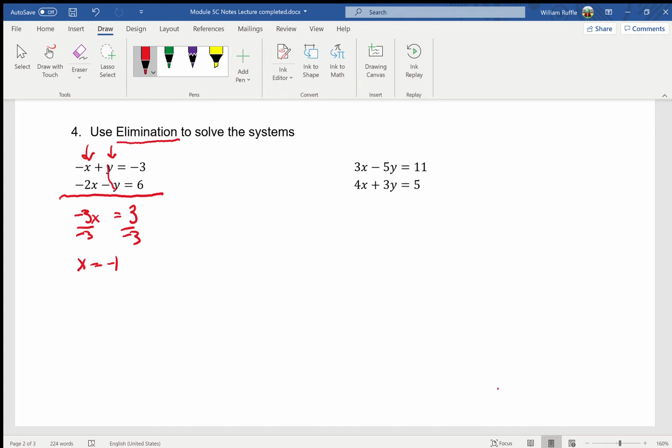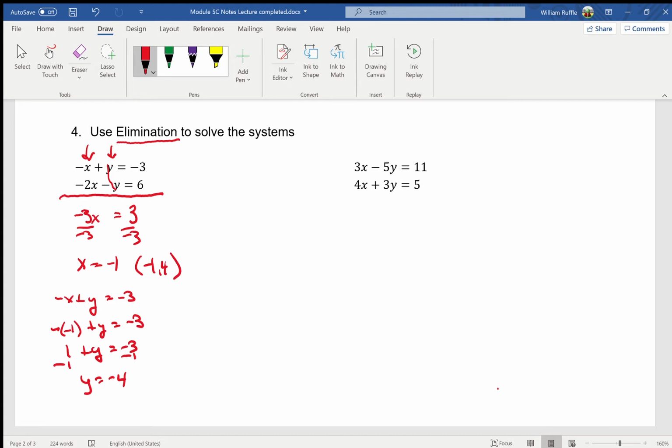If I have x equals negative 1, then I've got to put it in the other one, so I'm going to use this first equation here of negative x plus y equals negative 3. So now this is going to be strange. I'm going to do negative negative 1 plus y equals negative 3. So I get 1 plus y equals negative 3. I subtract 1, I get y equals negative 4. So really my answer to the first one is negative 1 comma negative 4.